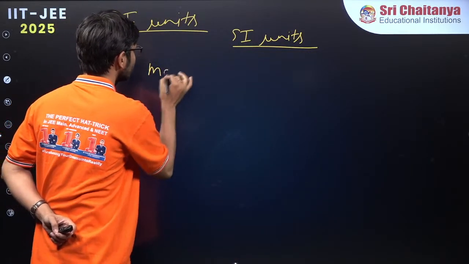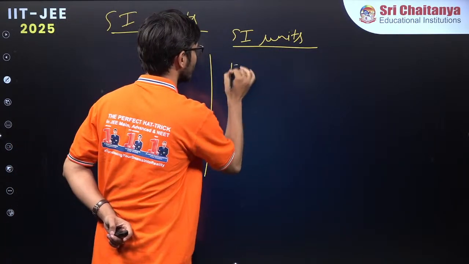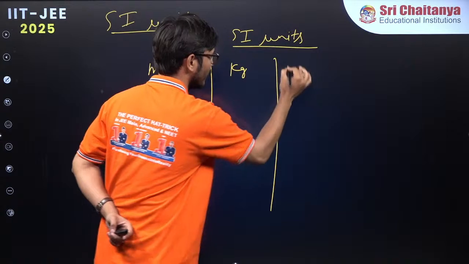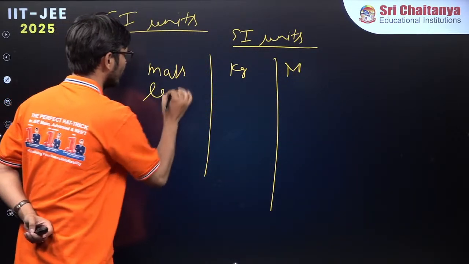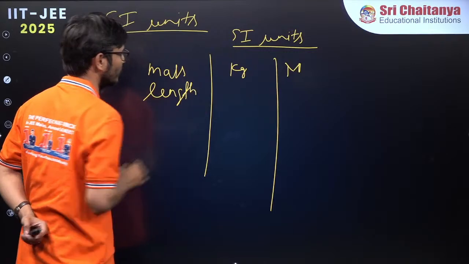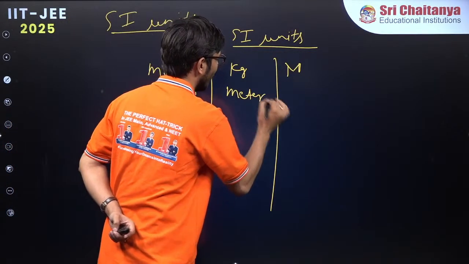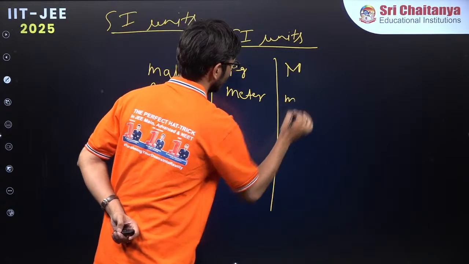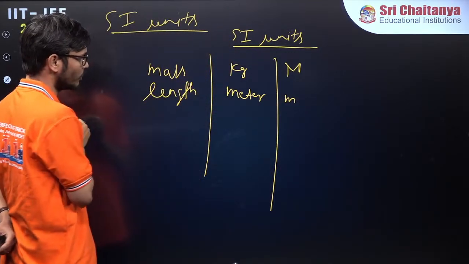So mass, the SI unit, what we use is kilograms, represented by symbol M, mass. Then we have length. What is the length's SI unit? Length's SI unit will be meter. Meter will be the SI unit, and symbol will be small m, meter, right? Then what do we have?